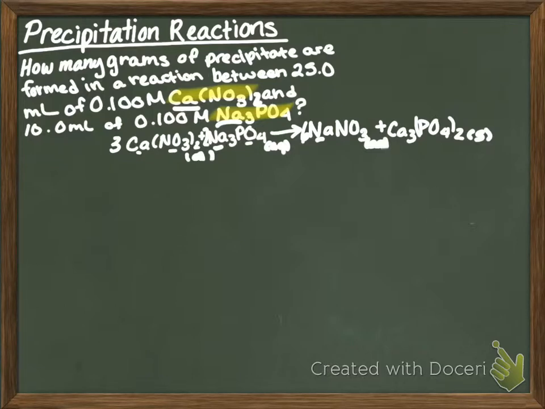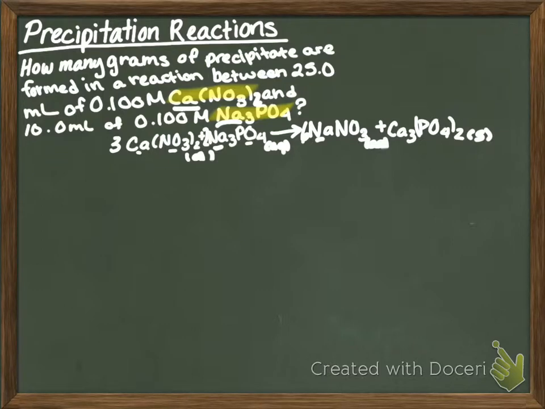So what we're going to do is find the number of moles of each reactant and then do a separate stoichiometry problem to figure out how many grams of the precipitate can be made from each of the amounts of reactant. So the first thing I'm going to do is take care of the calcium nitrate, and then we're going to follow the same pattern for the sodium phosphate.